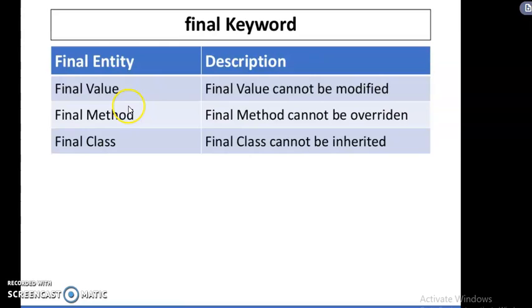So a final value cannot be modified. A final method cannot be overridden. A final class cannot be inherited. So shortly, you have to keep this concept in your mind. If you declare a variable as final, the variable cannot be modified, that means it must be a constant. You can't change it. If you declare a method as final, the method can't be overridden, but it can be implemented. And if you declare a class as final, it cannot be inherited. So this is the concept of the final keyword.